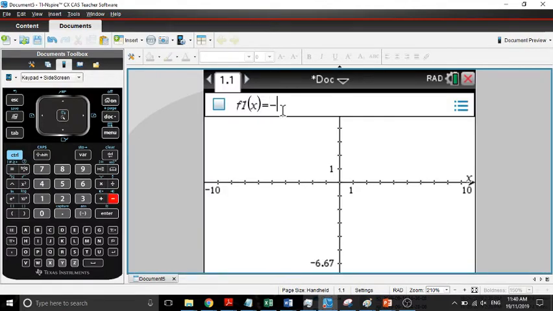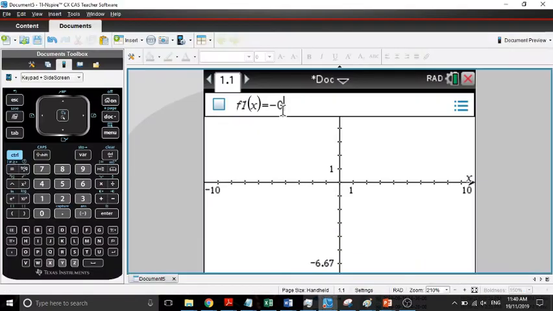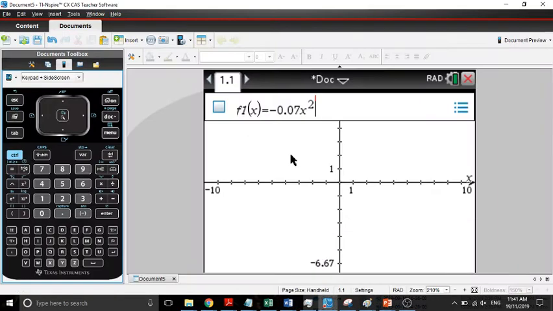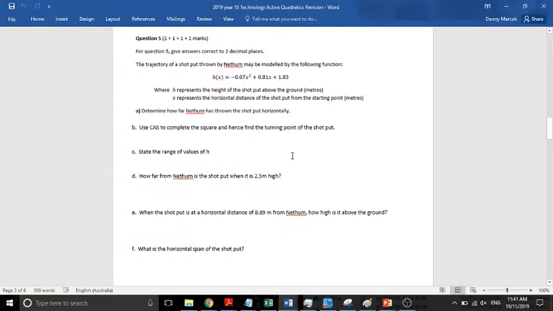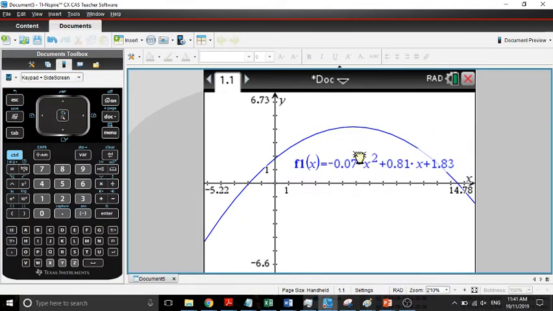We're going to say negative 0.07x squared plus 0.81x plus 1.83. And for those of you wondering, Nitham is someone that finished year 12 this year. So that's what we've got there.